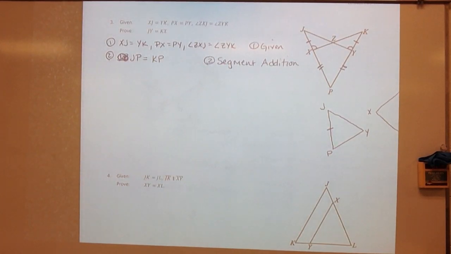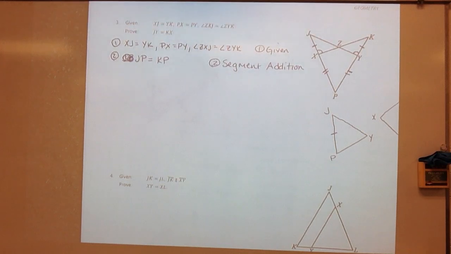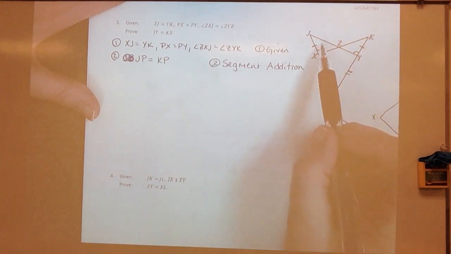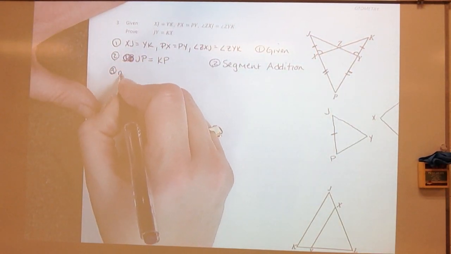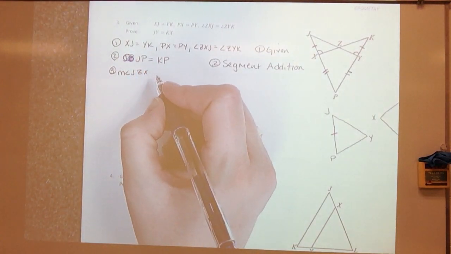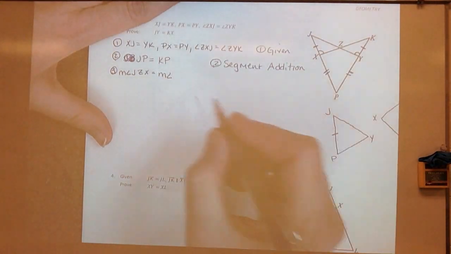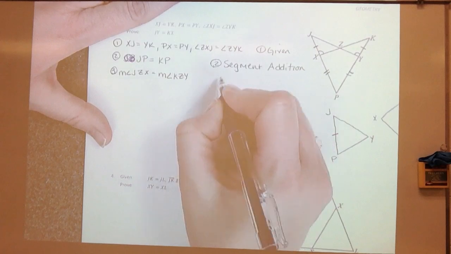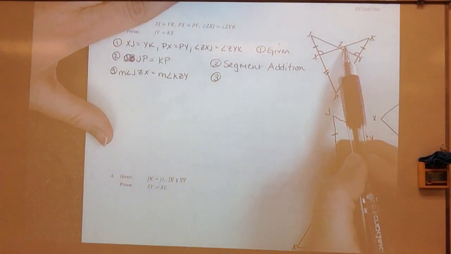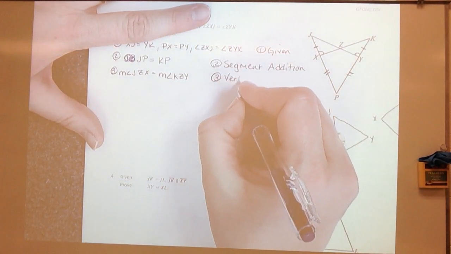what do I know? Now I need to still look at my two small triangles. Notice I have vertical angles here. This is going to help me because you'll see why in just a moment. The measure of angle JZX is equal to the measure of angle KZY. Why are those two angles equal? Because they are vertical angles, and vertical angles are equal in measure.